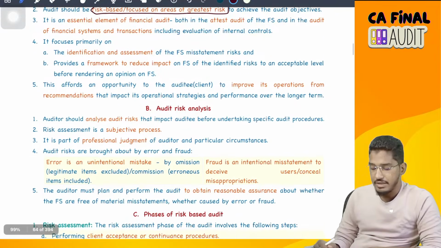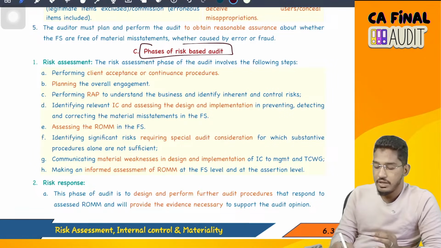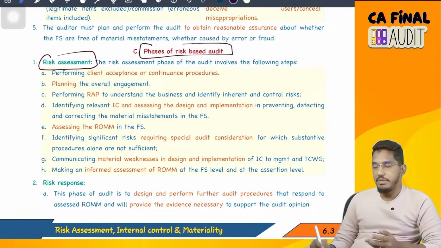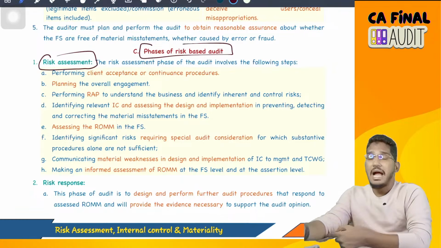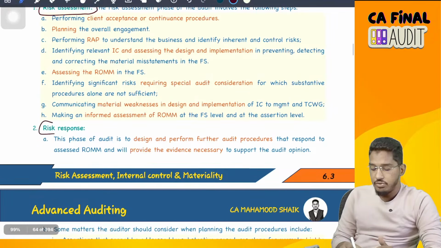Remaining all the things they will try to say, and they say here 3 phases. There are 3 phases for risk based audit. First one is you have to assess the risk. Basically, as I have told, you have to perform the risk assessment procedures, understand their internal controls, and you have to identify the risk of material misstatement. Then once you have identified the risk, you have to respond to that risk.